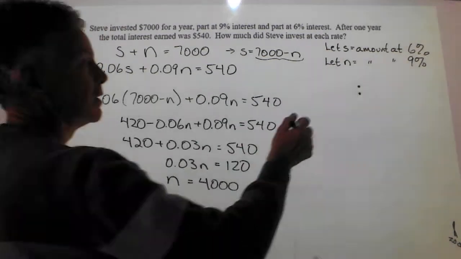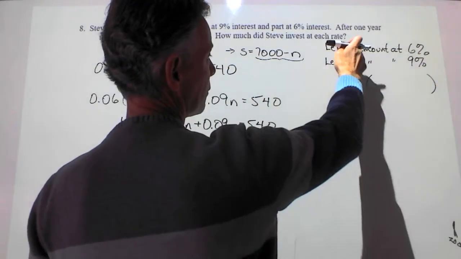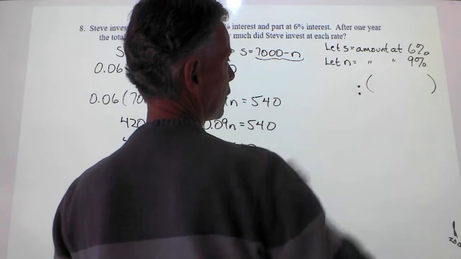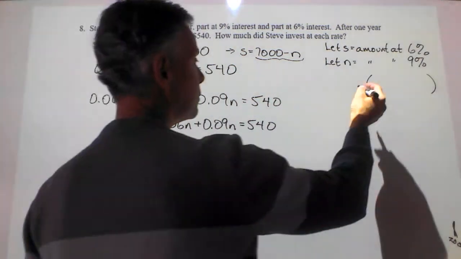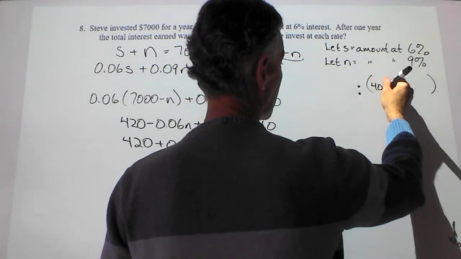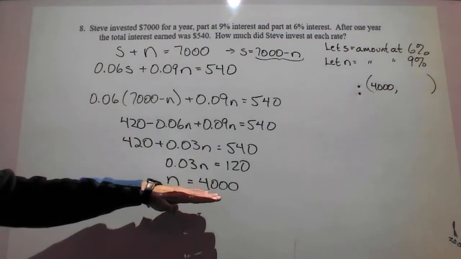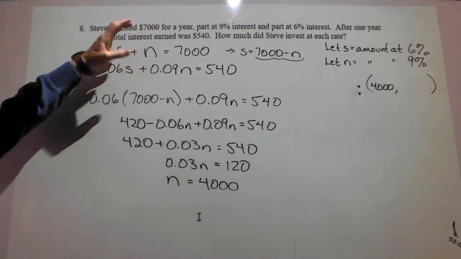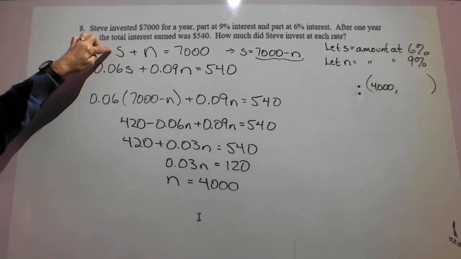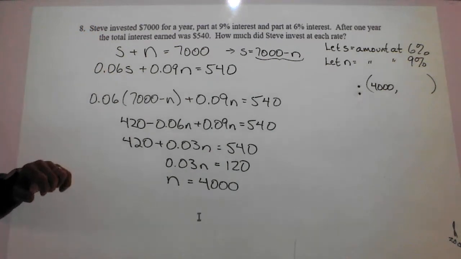That means, here's our solution. We'll just put them in alphabetical order. So we'll say N is our first variable. Sometimes it doesn't matter. N is our first variable and is $4,000. Take your value for N, sub it back into either equation, and solve for your other variable. Now, I'm taking this first equation because it's way easier, okay?